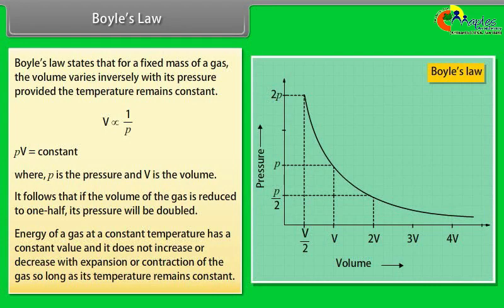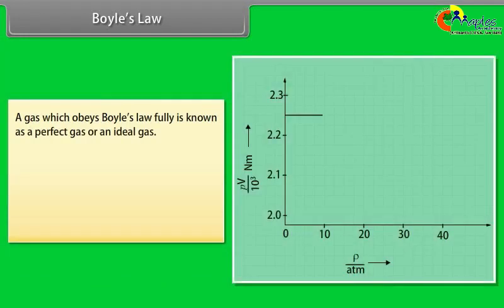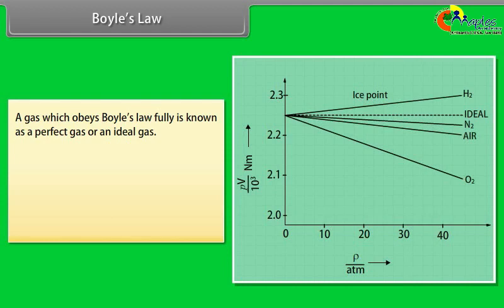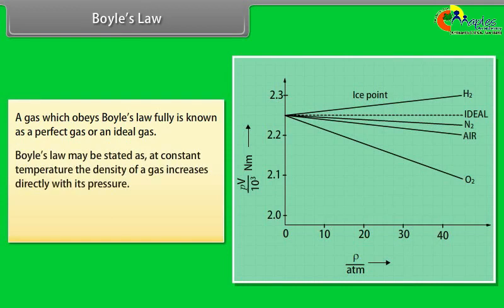The energy of a gas at a constant temperature has a constant value and it does not increase or decrease with expansion or contraction of the gas so long as its temperature remains constant. A gas which obeys Boyle's law fully is known as a perfect gas or an ideal gas. Boyle's law may also be stated as: at constant temperature, the density of a gas increases directly with its pressure. P/ρ = constant.